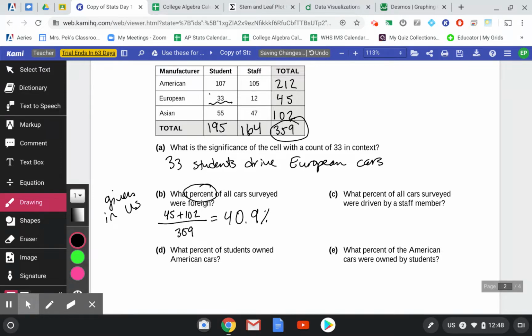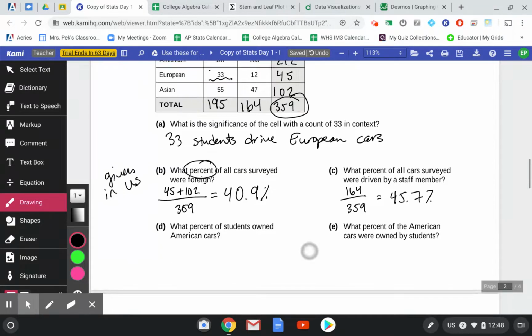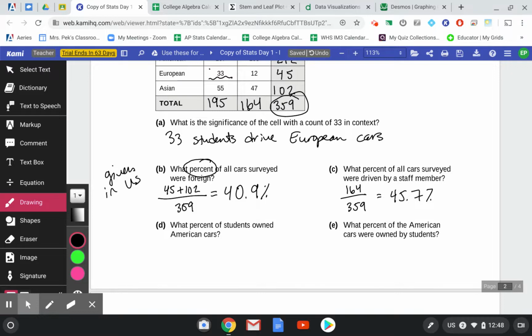What percent of all cars were driven by a staff member? So there were 164 staff members out of 359 total cars, and that's going to be 45.7%. What percent of students owned American cars? So this one's a little different. What percent of students owned American cars? So my total isn't going to be 359 anymore. It's going to be total students.